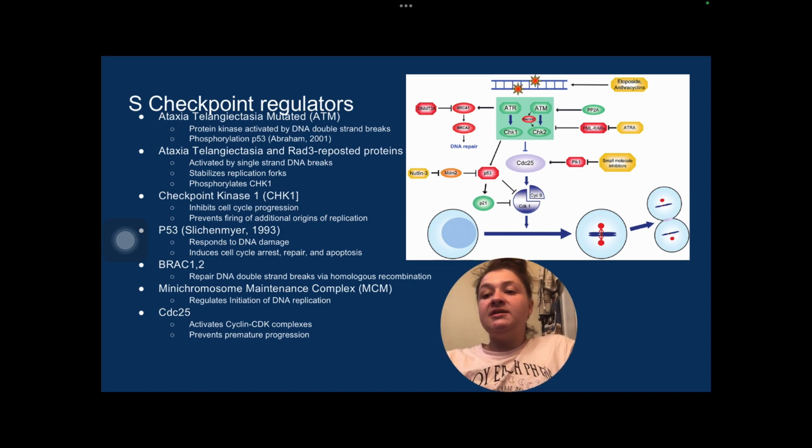The S checkpoint is essential for maintaining the fidelity of DNA replication and ensuring genomic stability. By detecting and responding to replication stress or DNA damage, the S checkpoint prevents the accumulation of mutations, chromosomal aberrations, and other genetic defects that could lead to cancer and other diseases. A failure in the S checkpoint can result in the replication of damaged DNA, leading to genomic instability and the potential for tumor development. Therefore, the proper functioning of the S checkpoint is critical for the health and viability of cells. Moving on to the G2 checkpoint or GAP2 phase.